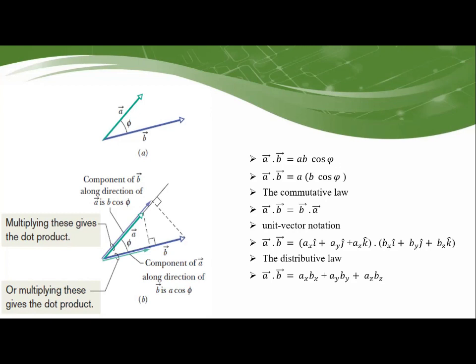dot (BX i hat plus BY j hat plus BZ k hat), which we can expand according to the distributive law. Each vector component of the first vector is to be dotted with each vector component of the second vector. By doing so, we can show that A dot B is equal to AXBX plus AYBY plus AZBZ.